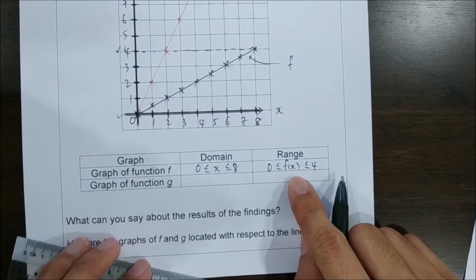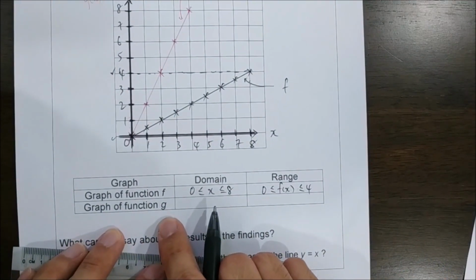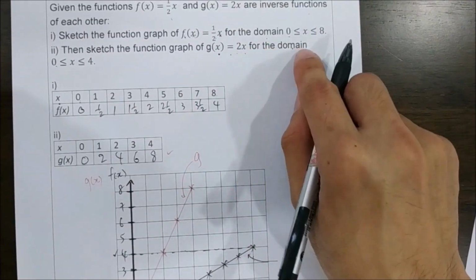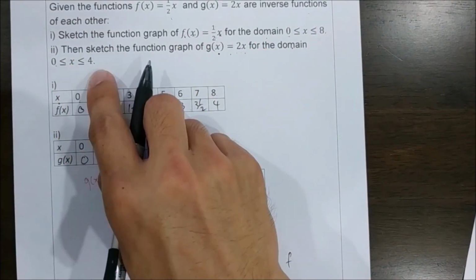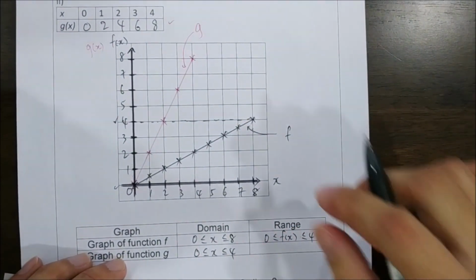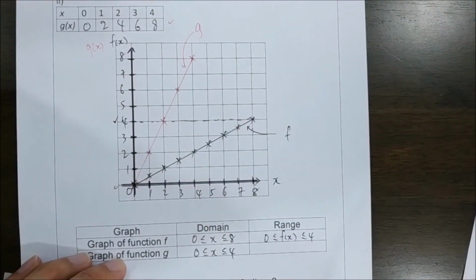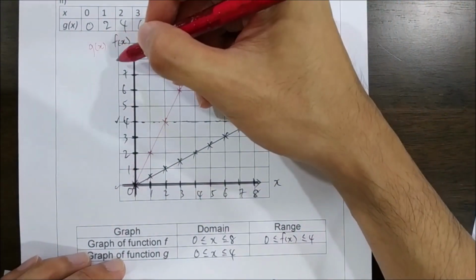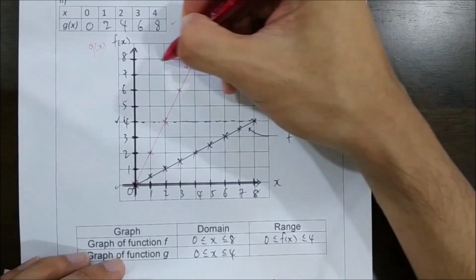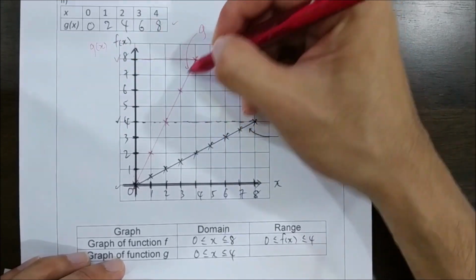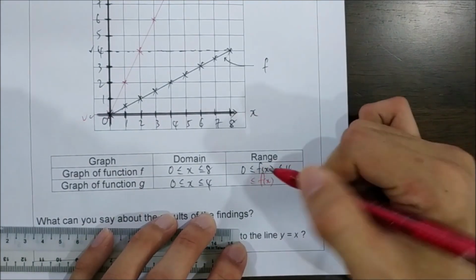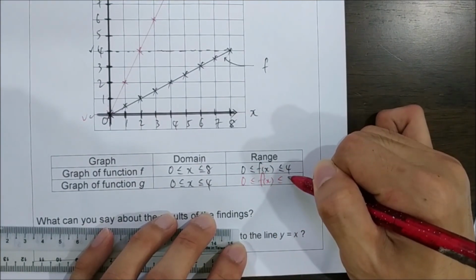Now for the graph of function g, the domain. Again, the domain is given. The domain is x greater than or equal to 0 and less than or equal to 4. So I just copy this. Then from the given graph, we try to find the range. Again, domain from the x-axis, range from the y-axis. So the highest point is here, which is 8, and the lowest point again is 0. So the range here is g(x) greater than or equal to 0 and less than or equal to 8.